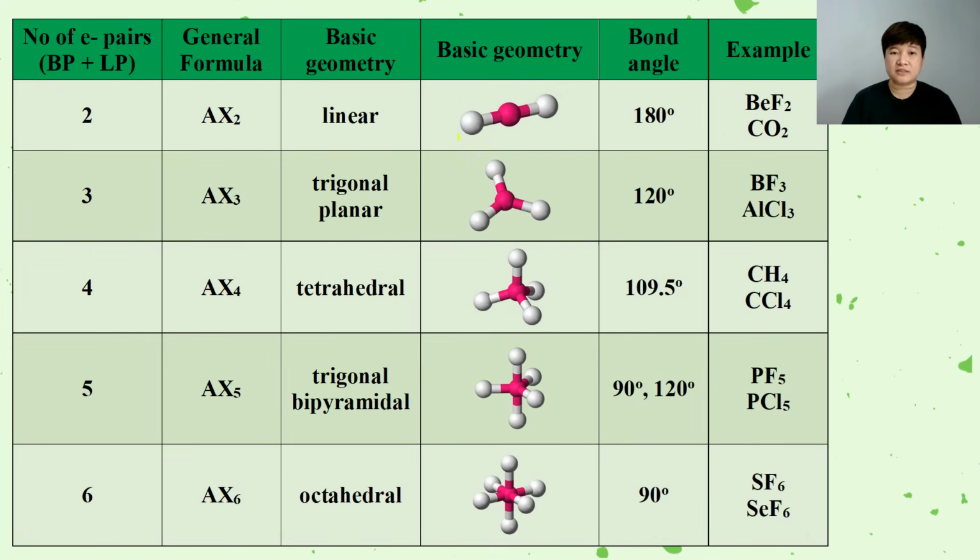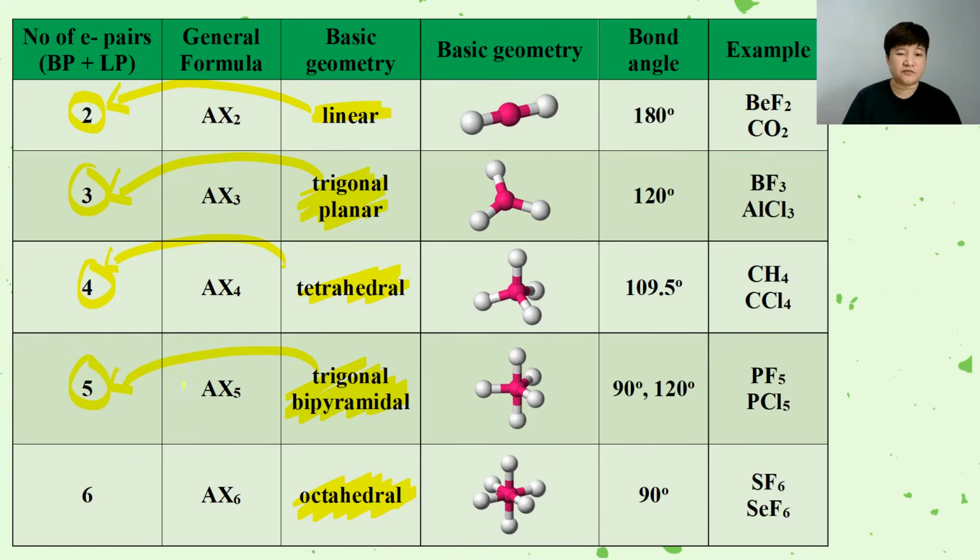We have 5 basic geometries starting with the linear, trigonal planar, tetrahedral, trigonal bipyramidal, and also octahedral. And the main thing that you need to know is the number of electron pairs of each and every basic geometry. For the linear, the number of electron pairs is 2, trigonal planar is 3, tetrahedral is 4, trigonal bipyramidal is 5, octahedral is 6. Very simple.